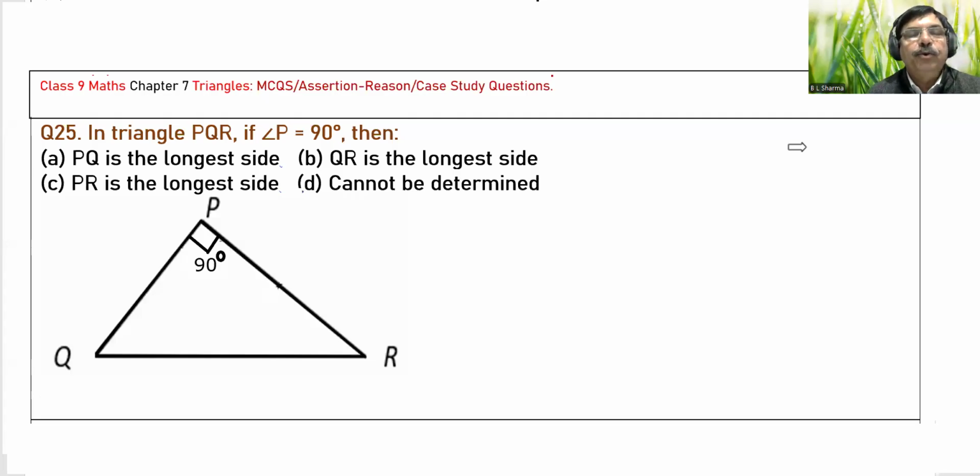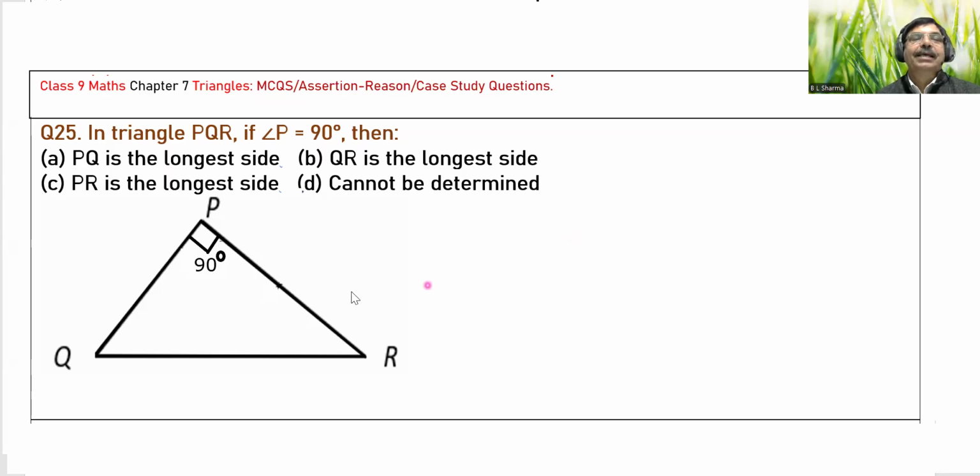In triangle PQR, it is visible angle P is 90 degree, then which of the following options is correct? Very simple question. PQ is the longest side, or this side is the longest side, or this side is the longest side, or cannot be determined. What is your answer?